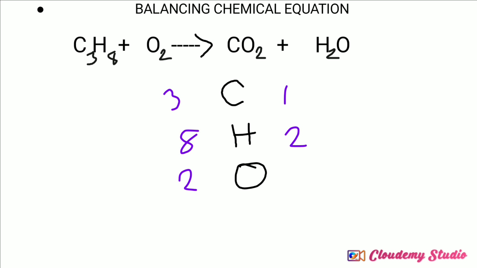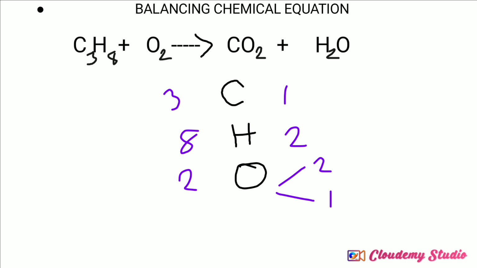When they are present at 2 different places, we need to check whether the total number is an odd number or an even number. Here, in carbon dioxide 2 times, in water 1 time, 2 plus 1, therefore 3, that is an odd number. Therefore, we need to split the atom. So at one place 2 times, at another place 1 time.